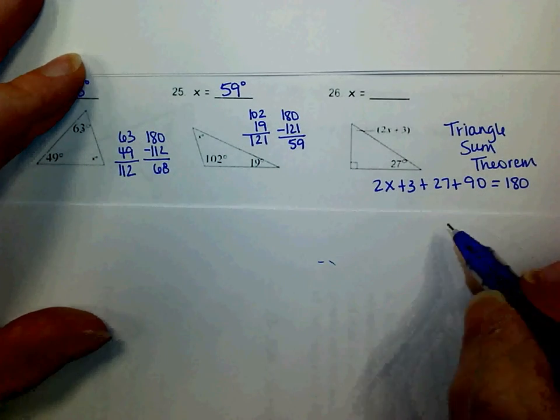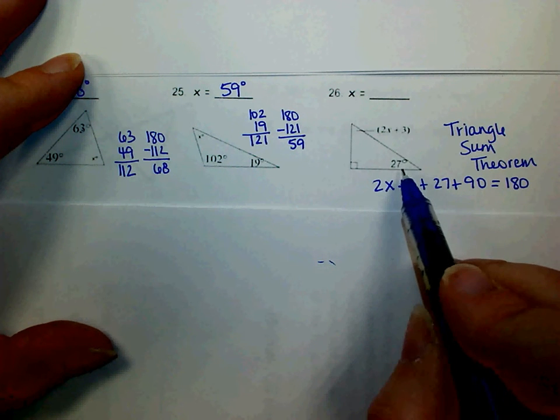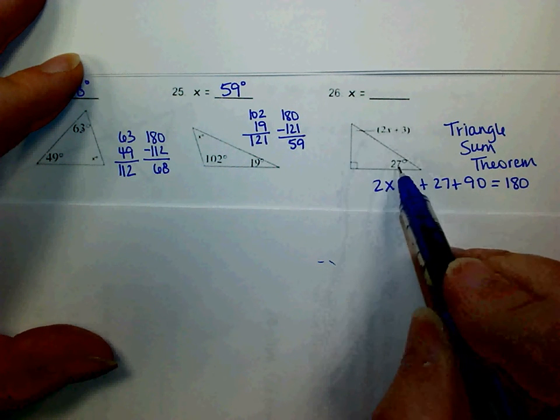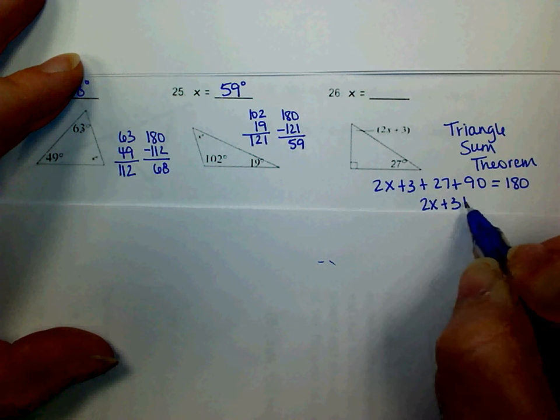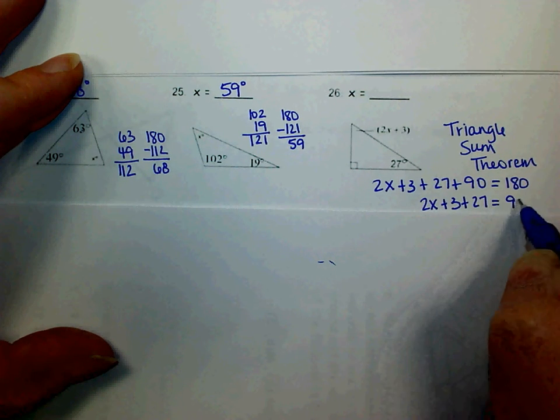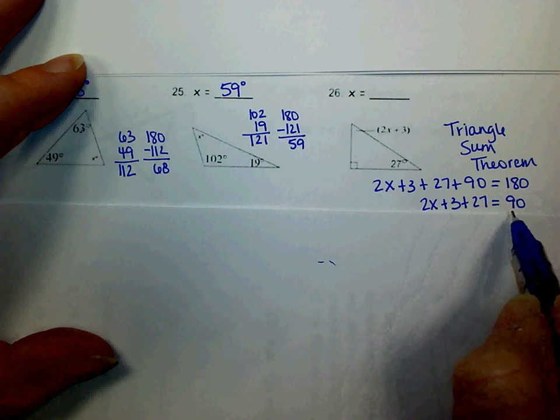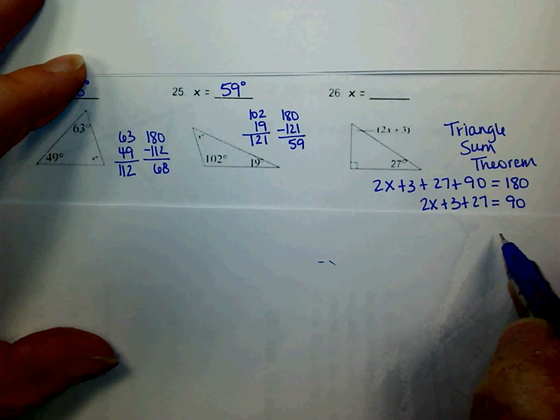The other one is, since this is a 90-degree angle, we talked about how that means the acute angles of a right triangle have to be complementary, or they have to add up to be 90. So I could do 2x plus 3 plus 27 equals 90. It's the same thing. If I subtracted 90 from both sides on this equation, I would get to this equation here. So that would also work.